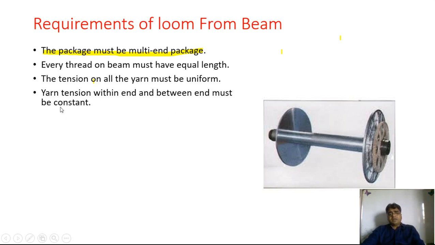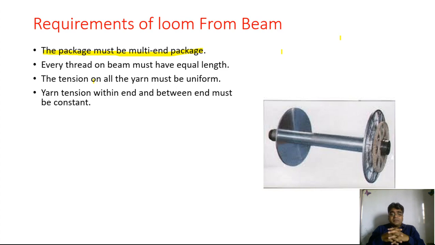Now another requirement: the yarn tension within an end and between ends must be constant. Now what is the yarn tension? If you hold the yarn, it has some sufficient tension. Within a yarn म्हणजे काय, समजा आता या बीम वरती आपण 1000 मीटर पर्यंत दोरा गुंडाळणार आहे. ठीक आहे, म्हणजे पहिल्या 1 मीटर मध्ये जे काही टेन्शन असणार आहे, 1000व्या मीटरला सुद्धा तेच टेन्शन अपेक्षित आहे. So within an end, the tension must be uniform.